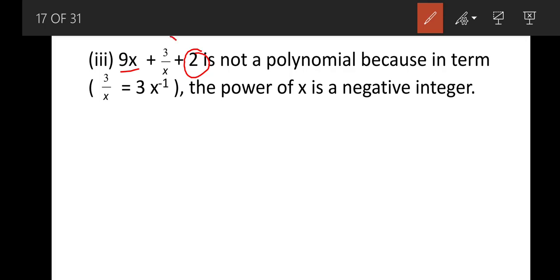Now coming to the second term, that is 3 over x. 3 over x can be written as 3x raised to the power minus 1. And it is not satisfying the condition of a polynomial because the powers of the variables involved in every term should be non-negative integers, and here it is a negative integer. So this is not a polynomial. Simple as this. And if it is not a polynomial, we cannot find the degree of this expression. I hope this is clear to you. How to find out whether an expression is a polynomial or not, and how to find out the degree of a polynomial.